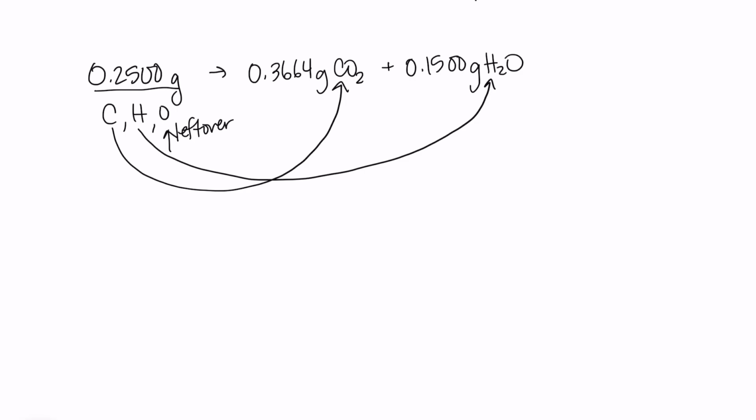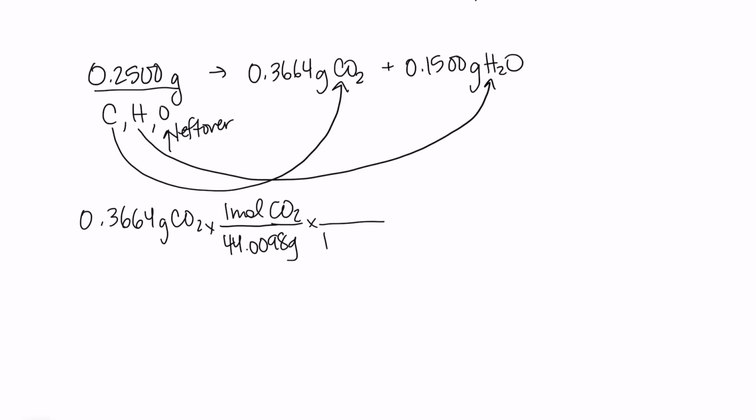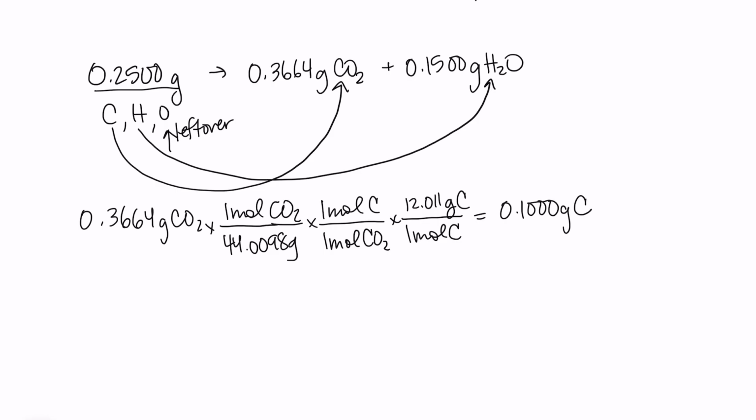So I'll start with my CO2, 0.3664 grams of CO2. I'll divide by the molar mass. I'm going to turn it into moles of just carbon. And for each mole of carbon, I know that that's 12.011 grams of carbon. And so I get 0.1000 grams of carbon.